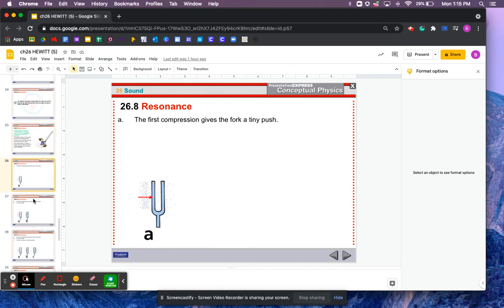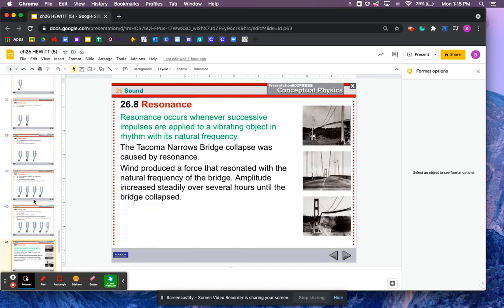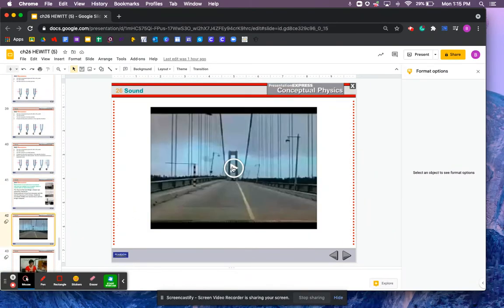So here you have an example of an object resonating. You see the tuning fork is resonating back and forth and back and forth. Another example of resonance is the Tacoma Bridge. Resonance occurs whenever successive impulses are applied to a vibrating object in rhythm with its natural frequency. And so let me tell you a little bit about this bridge while the video plays.